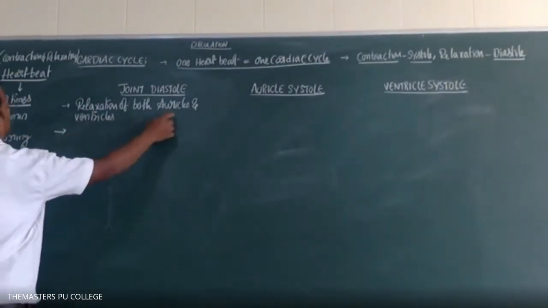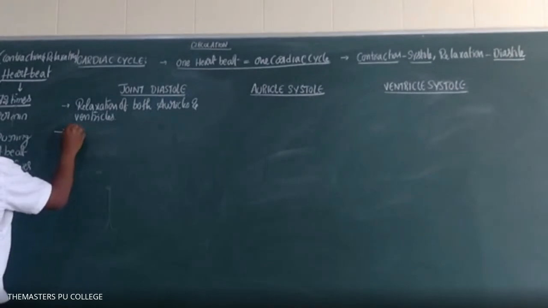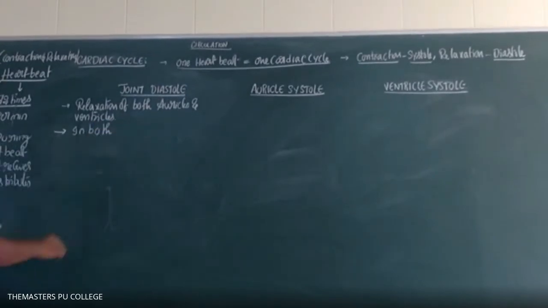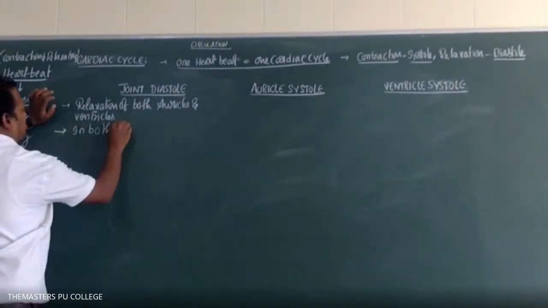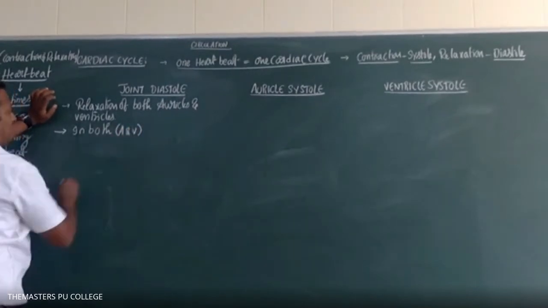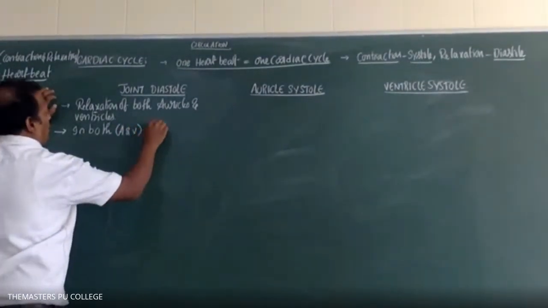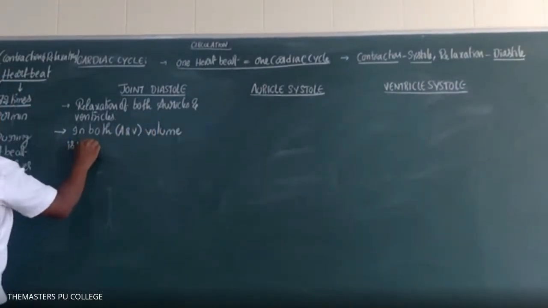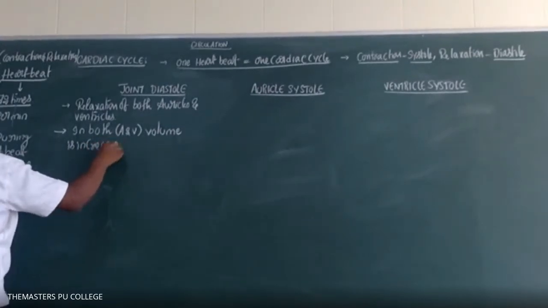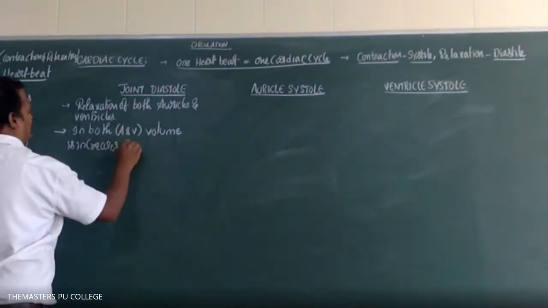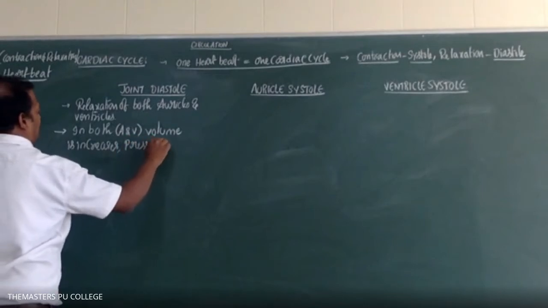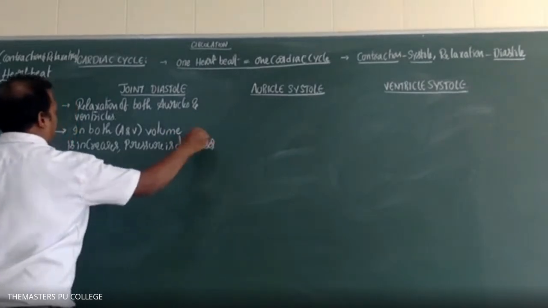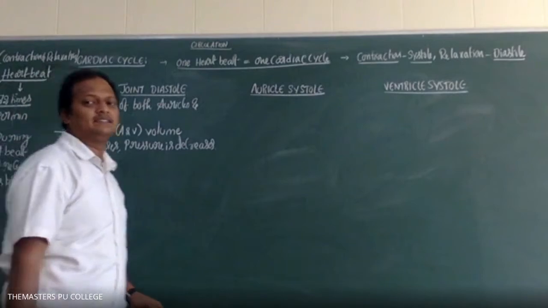Relaxation of both auricles and ventricles, in both, I am writing A and B in brackets, auricles and ventricles: volume increases. What decreases, students? Pressure decreases. Pressure decreases in where? In auricles or ventricles or both?